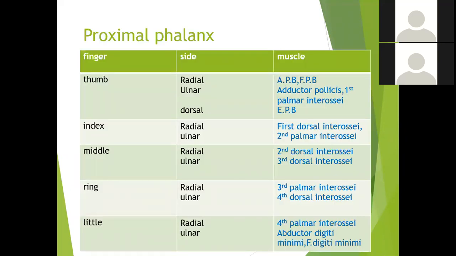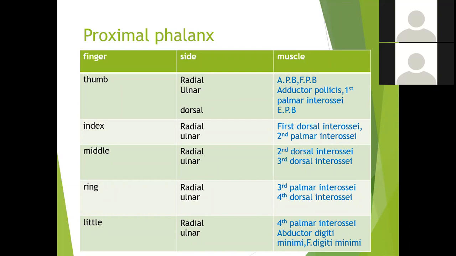So now we are coming to the muscles attached to the proximal phalanx. Multiple muscles are attached here, so we are going to see them in the tabular column. For each finger, we can see the muscle attachment on either side, radial side and ulnar side. First we are going to see the thumb proximal phalanx. In the thumb, the muscle is attached on three sides: radial side, ulnar side and dorsal side. So what are the muscles attached?